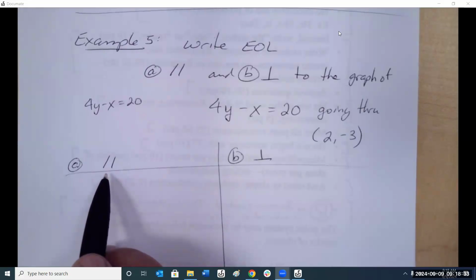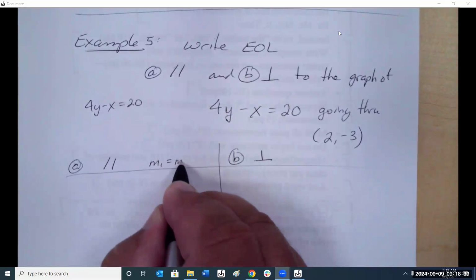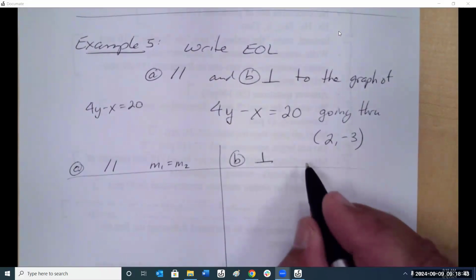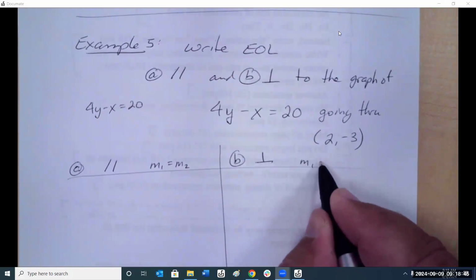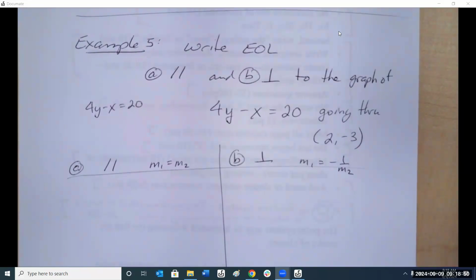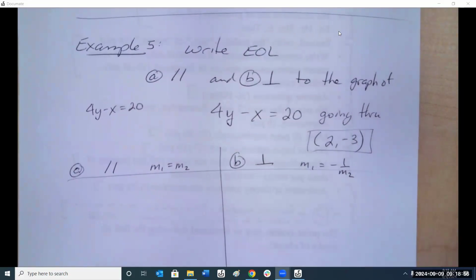If it's parallel, what do we know about the equations? The slopes have to be the same. If they're perpendicular, the slopes have to be negative reciprocals of each other. So this is going to find us our slopes. We have the point already. We just need a slope.